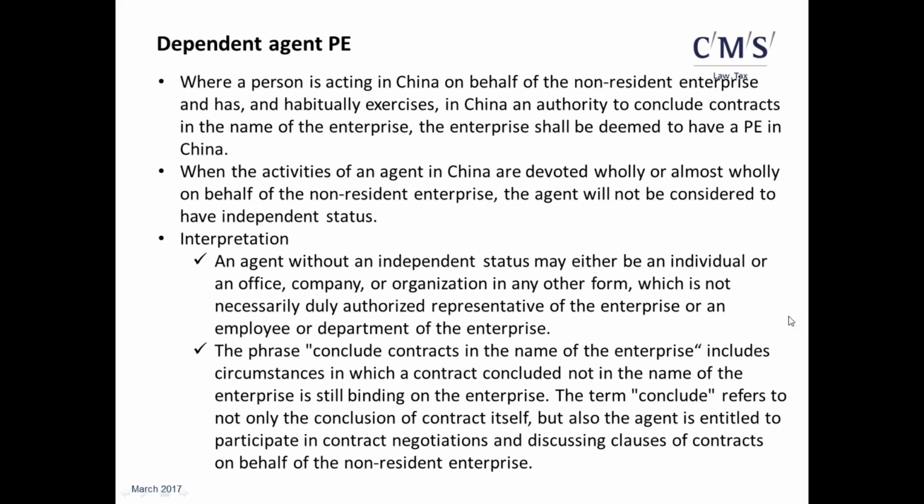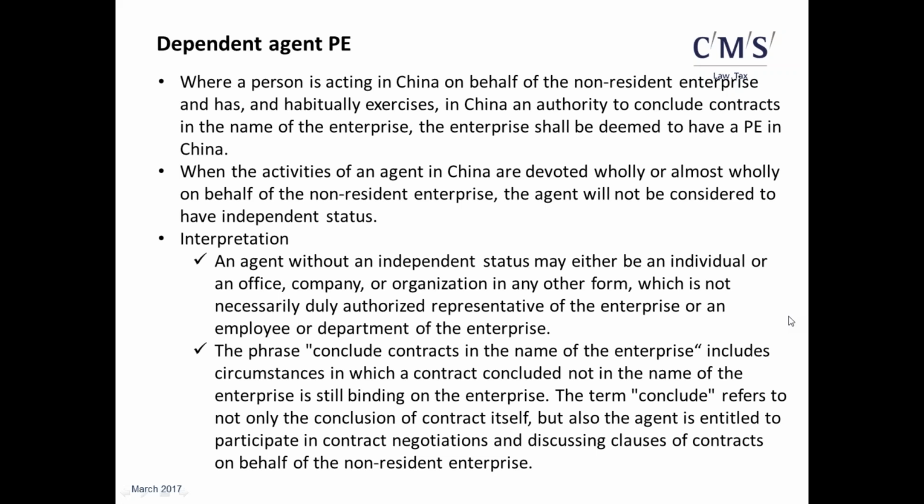And when the activities of an agent in China are devoted wholly or almost wholly on behalf of the non-resident enterprise, such an agent will not be considered to have independent status. In other words, it will be considered to have dependent status, right?